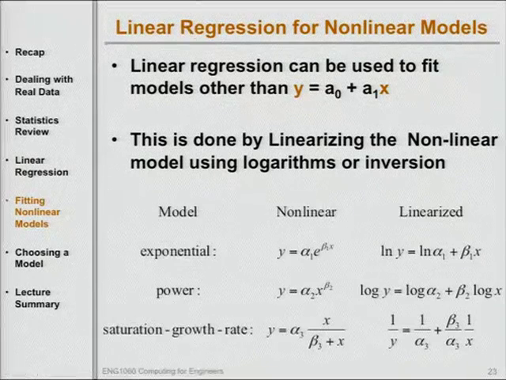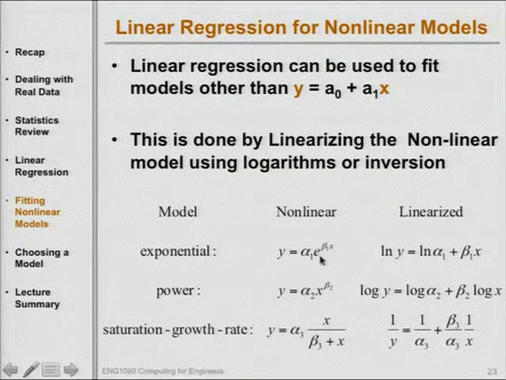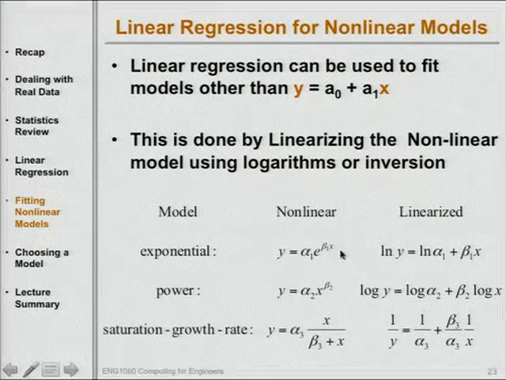So what does that actually mean? Well, there's three examples here which are quite common examples. Let's just quickly have a look at them. You can fit an exponential to your data. You can say y is equal to alpha 1 times e to the beta 1 x.